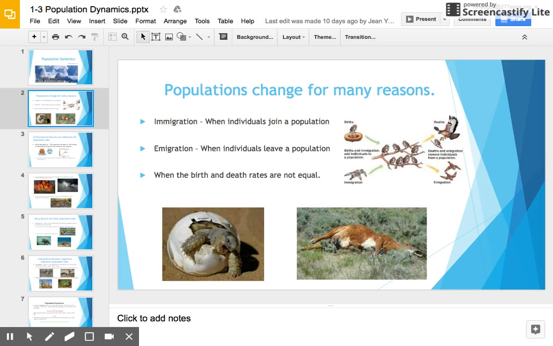Primarily, immigration is the term we use when we describe an individual that joins a population. Emigration, with an E, is a term we use to describe the situation when an individual leaves a group or population. And a population size changes when the birth and the death rates are not equal. So the two things that would cause a population to grow are births of new organisms or immigration, organisms joining that group. Two things that would cause the population size to decrease are deaths of organisms living in that group or emigration, if one or more of the organisms chooses to leave the group that they've been living in.